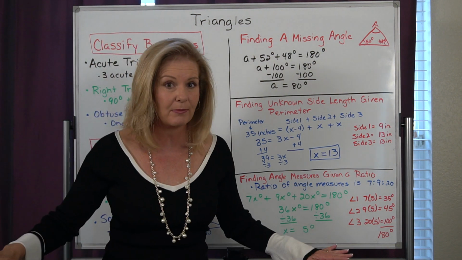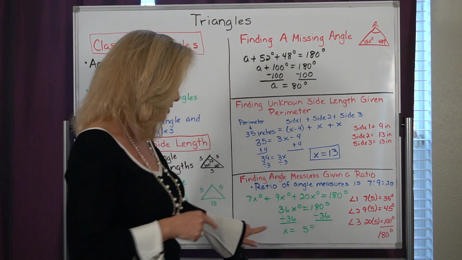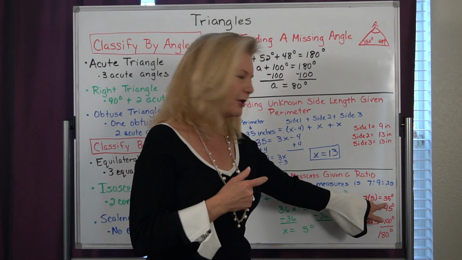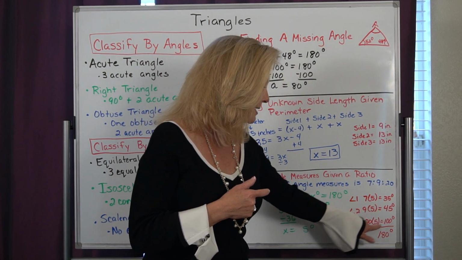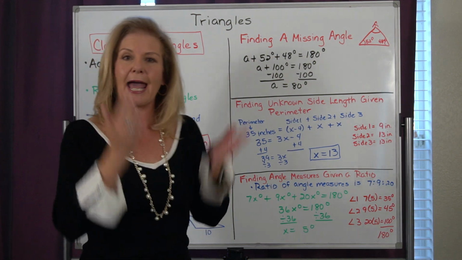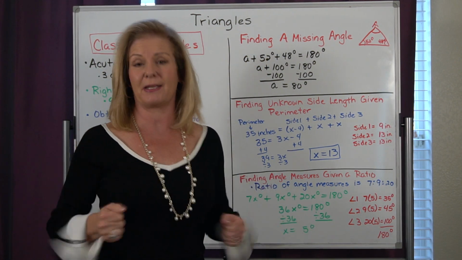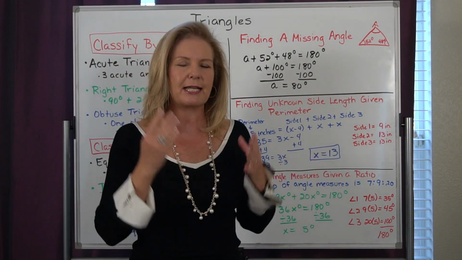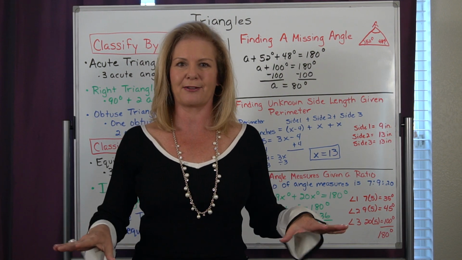Now that doesn't tell me my angles yet. I've got to go back and plug that back into the ratio. So I know 7 times 5 would be 35 degrees. 9 times 5 is 45 degrees, and 20 times 5 is 100 degrees. And if you add up all those three measures, they do equal 180 degrees, which means we have our triangle. So those are all the different ways that we can solve for either angle measurements or side length measurements with triangles.